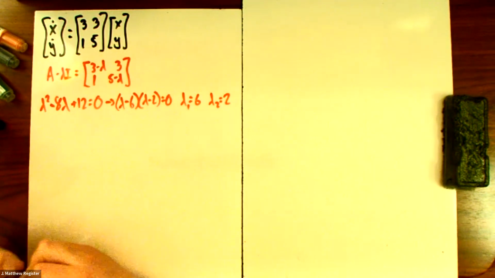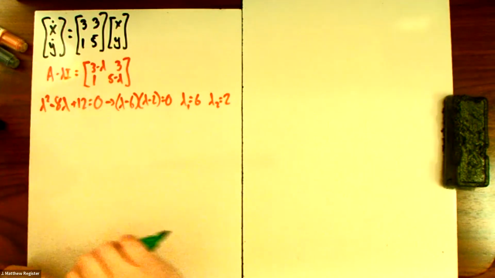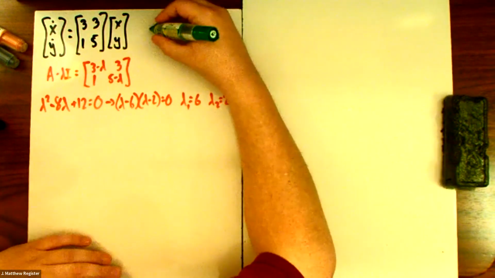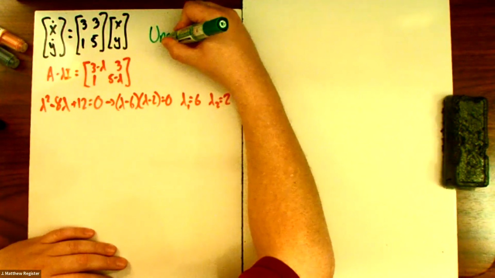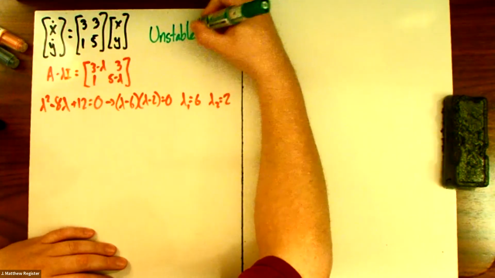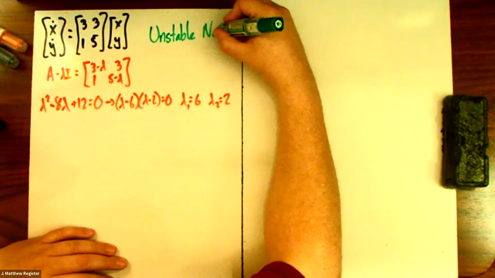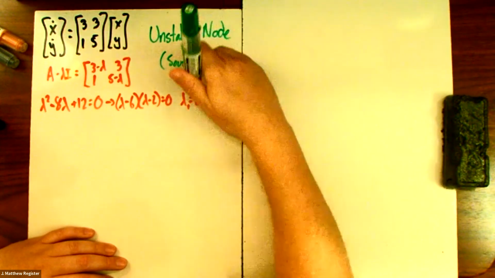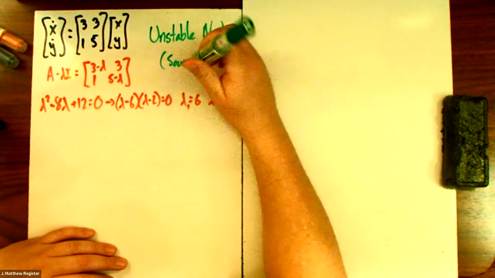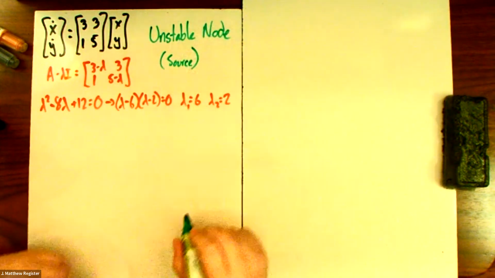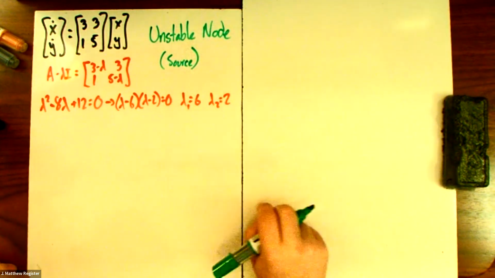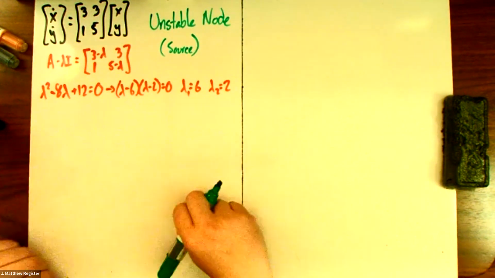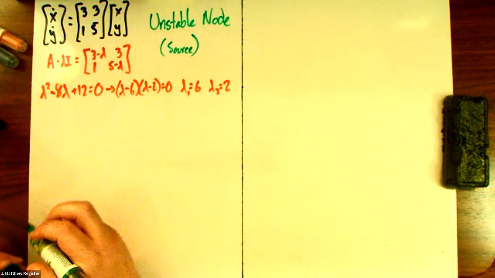And so at this point, we can classify it. Since both of the eigenvalues are positive, this is going to be a source or an unstable node. I'll put in parentheses, source. If I can spell source. There we go. Usually I just call it an unstable node because this is a node, it's a single point, which is having everything going away from it. And that makes it unstable.